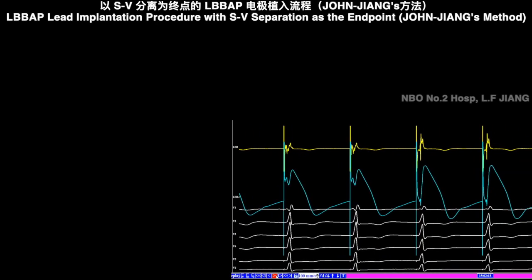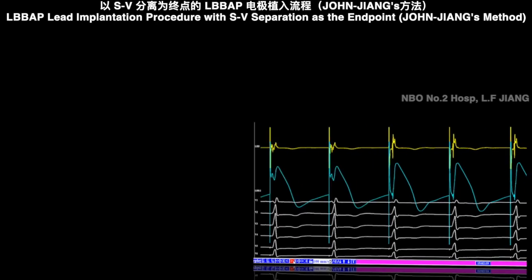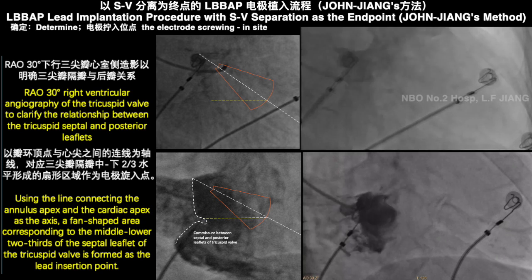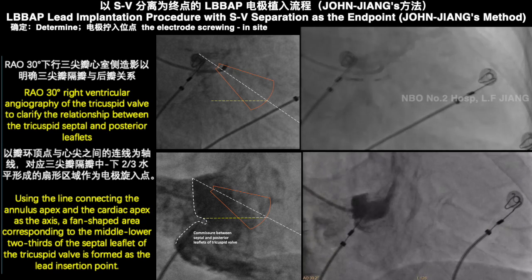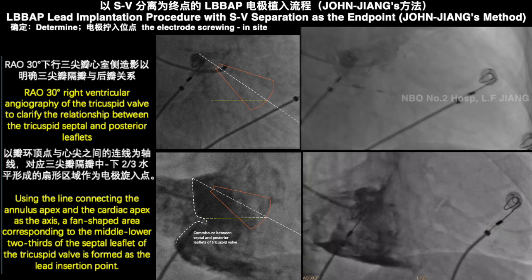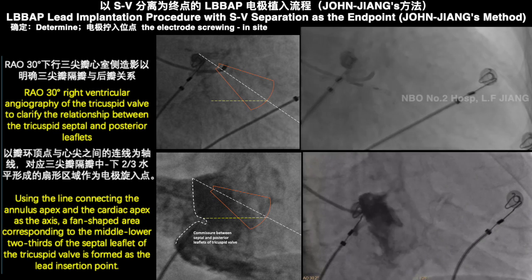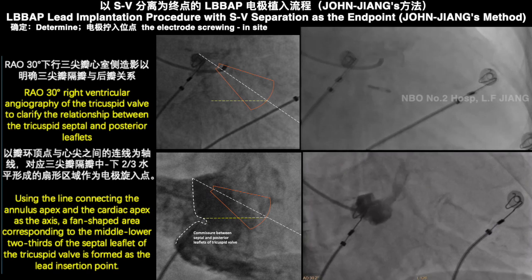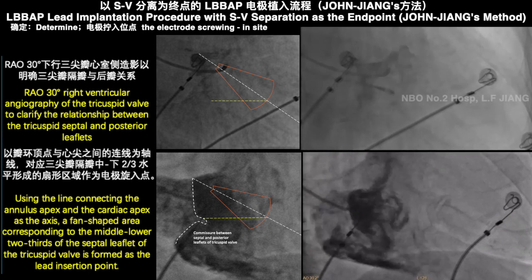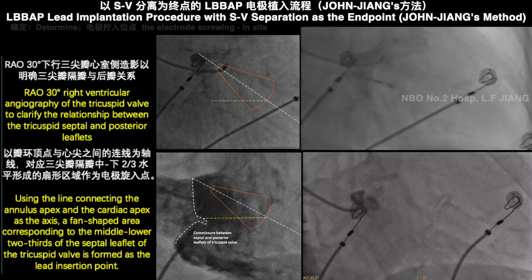LBBAP lead implantation procedure with SV separation as the endpoint, John Jang's method. First, determine the lead insertion site. Using the line connecting the annulus apex and the cardiac apex as the axis, a fan-shaped area corresponding to the middle and lower two-thirds of the tricuspid septal leaflet is formed as the lead insertion site.